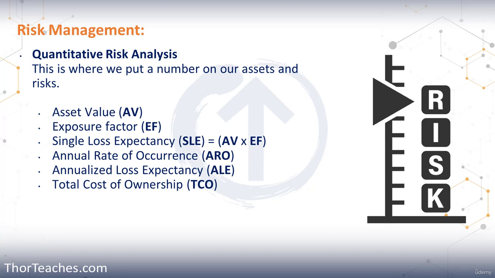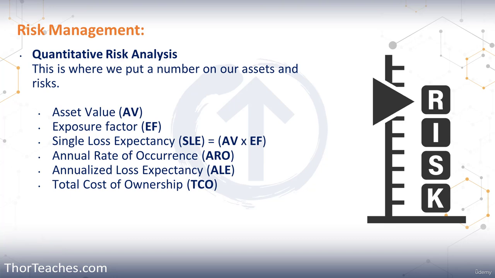I don't think you need to do the math on the exam, but I would clearly understand what all of these mean, where we use them, and why we use them. For any given asset, we look at the asset value. Remember, tangible and intangible. Then we look at how much of the asset is compromised. How much will one incident cost? How often do these incidences occur? And how much is that going to cost us every year?